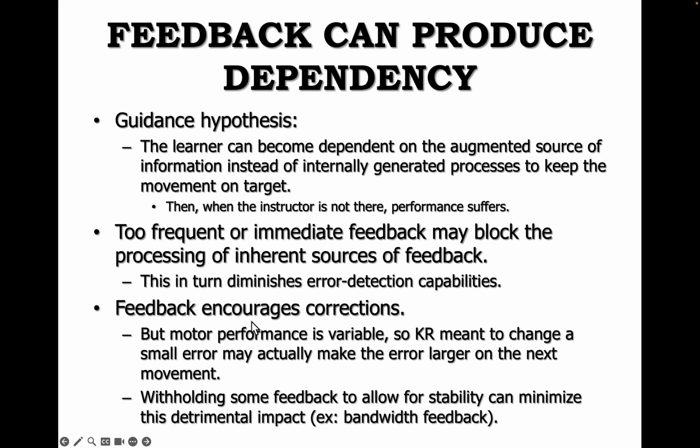Feedback encourages corrections, but motor performance is variable, meaning that we're not going to perform exactly the same on every single trial. So knowledge of results meant to change a small error may actually make the error larger on the next movement. Withholding some feedback to allow for stability can minimize this detrimental impact. For example, bandwidth feedback.